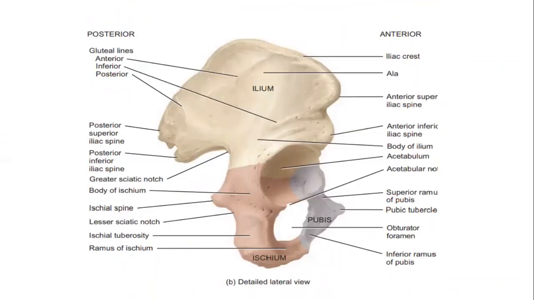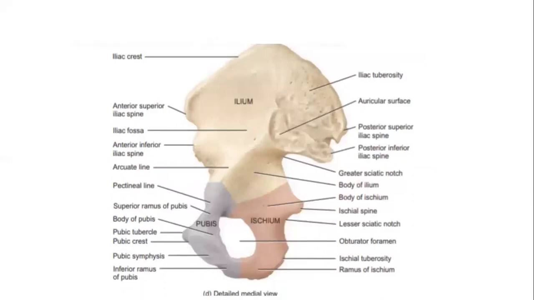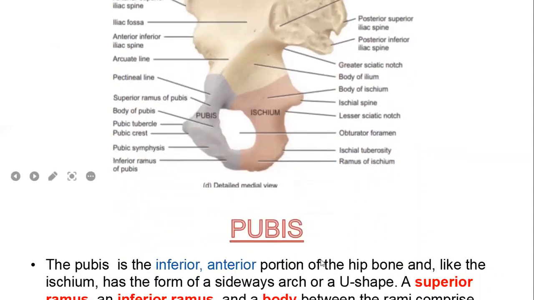So the other one was the lateral view, while this other one is the medial view. You can also consider this image, and let's check what's found on the medial view of the ischium. We have the body of the ischium, the ischial spine, the lesser sciatic notch, and the obturator foramen, whereby we were able to understand that the ischium contributes two-thirds of the obturator foramen. We have the ischial tuberosity, and we have the ramus of the ischium.